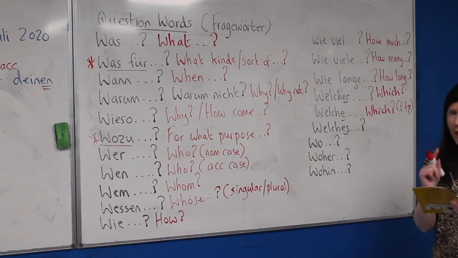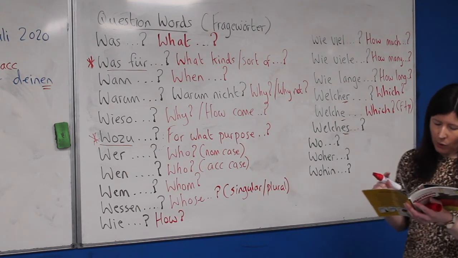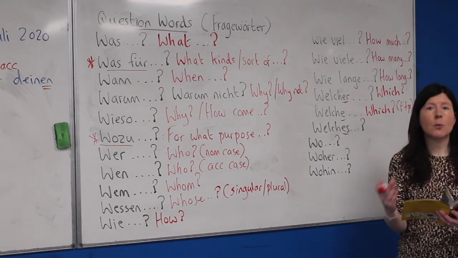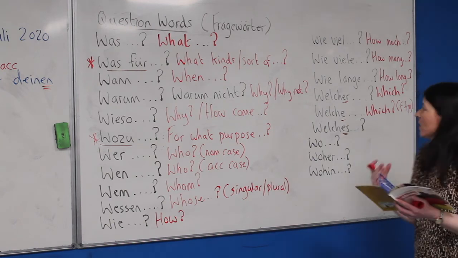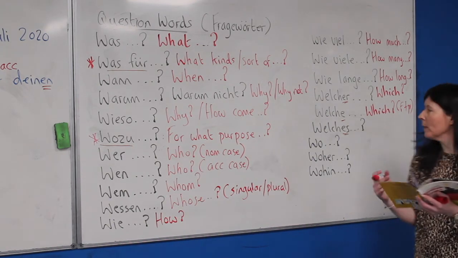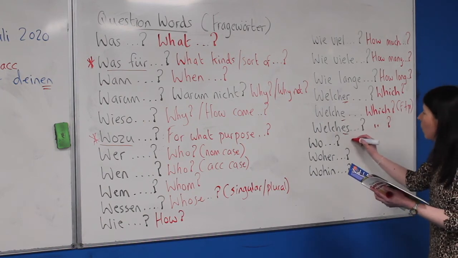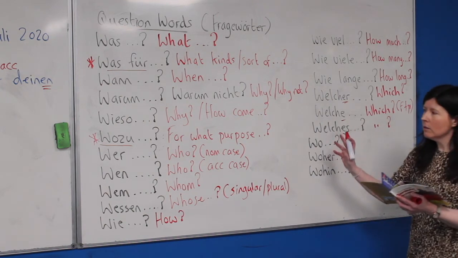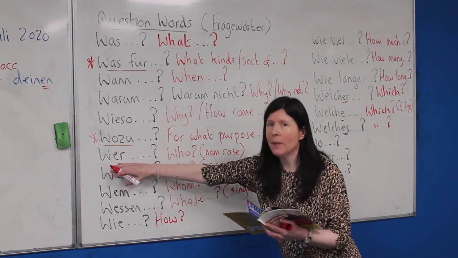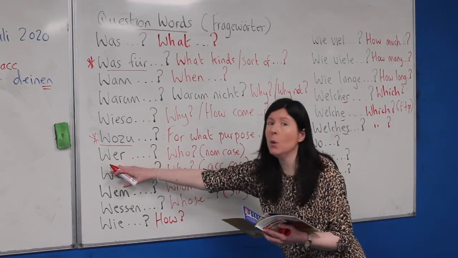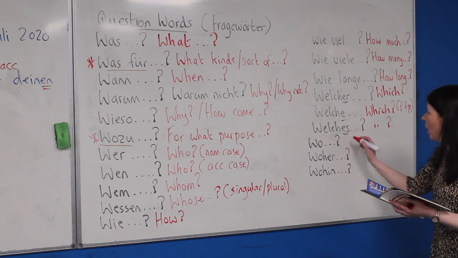Welches will be for a neuter noun. Okay, so it could be, they could be asking you what subject do you not like. Welches Fach hast du nicht gern? Something like that. So that's also which, but for a neuter noun. Then wo, remember, isn't who. So where over here, you may think it's where. That is who. Wo is where.